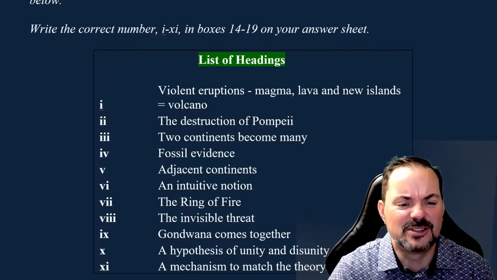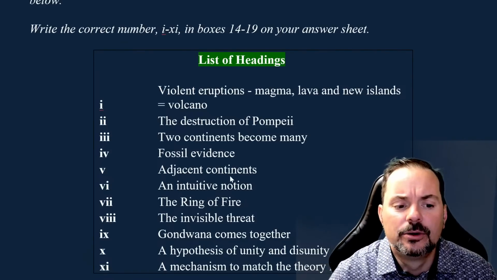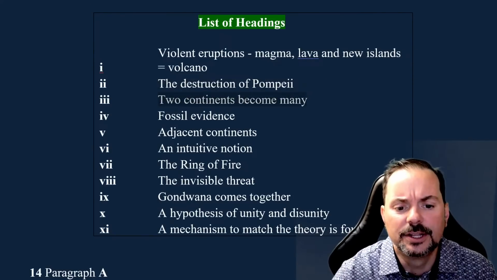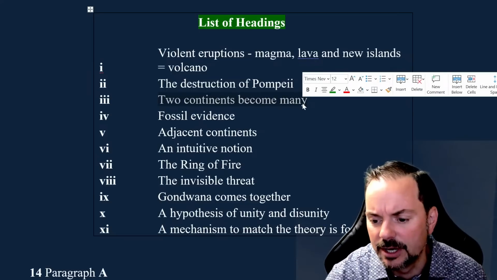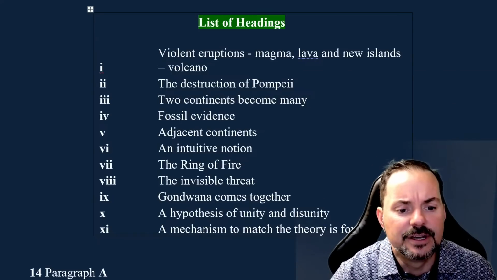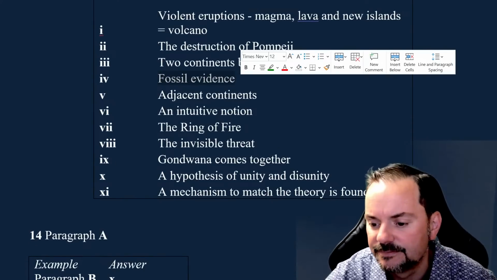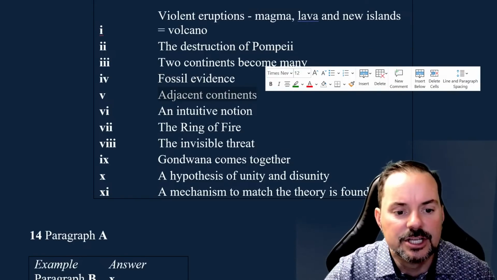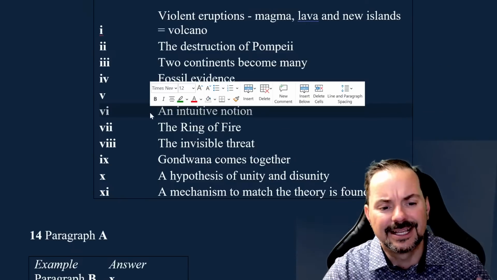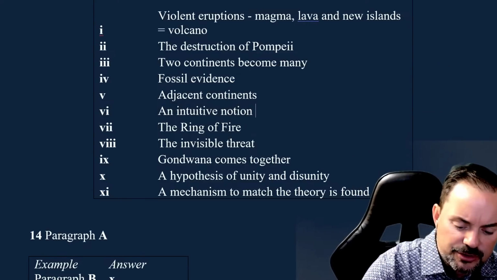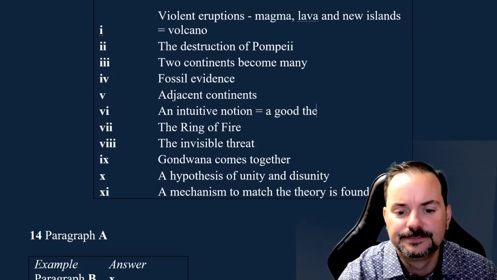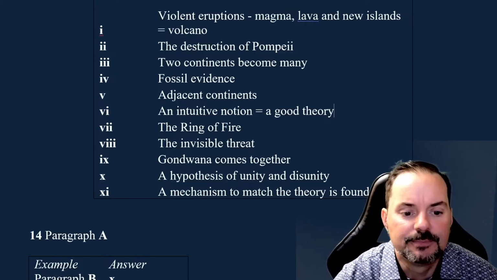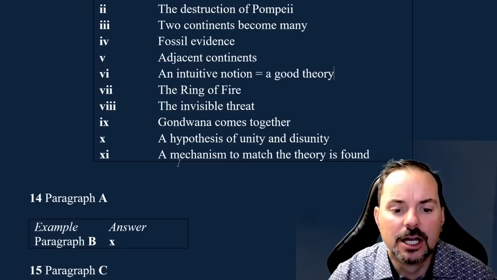Okay, for those of you who are like, what's a volcano? All right, so volcano. Yeah, the destruction of Pompeii. So, okay, some kind of city is destroyed. Two continents become many, so two of these big land masses become a lot of different land masses. Fossil evidence, okay, so proof from the old bones of dinosaurs, right? Adjacent continents, so continents are kind of opposite or beside each other. An intuitive notion would be like a clear idea or a good theory, right? Intuitive notion equals a good theory. The ring of fire. Okay, that is that. The invisible threat, Gondwana comes together.